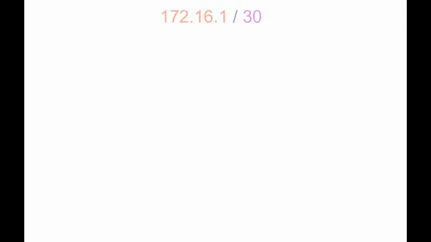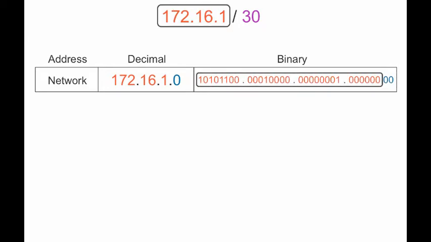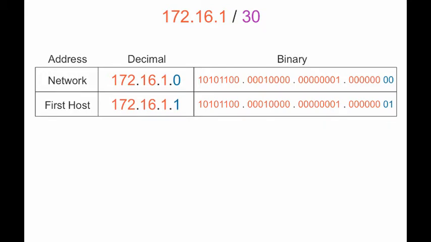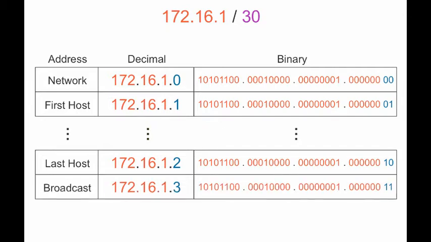Let's now see the example of the link between routers R1 and R2. It has a /30 mask, very commonly used in point-to-point links. The 2 bits in blue are the ones that we can play with to make up host addresses. The first host is 172.16.1.1, and the last host is 172.16.1.2. So /30 only supports 2 hosts. That's why it's only used in point-to-point links. And finally, the broadcast address.